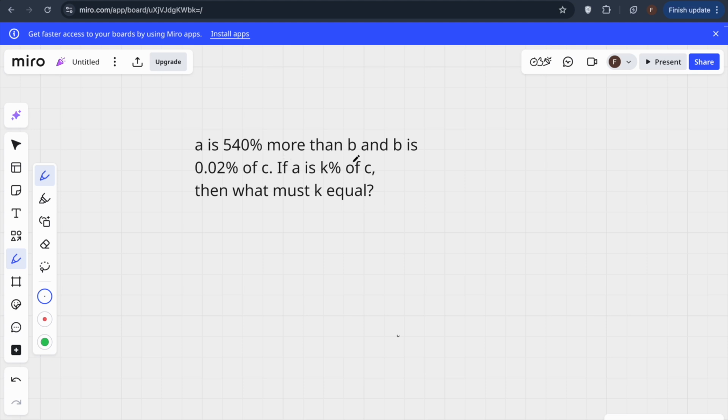If A is 530% more than B and B is 0.02 percentage of C, if A is K percentage of C, then what must K equal to be? Okay, before seeing the Desmos method, let's just try to understand the statement. We know that A would be like 640% of B, because when we have more percentage, we just need to add 100% to be equal.